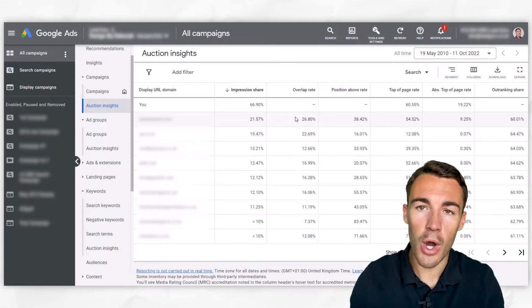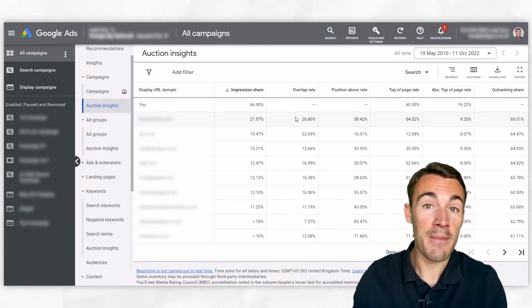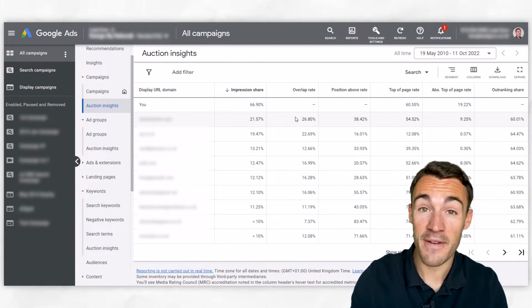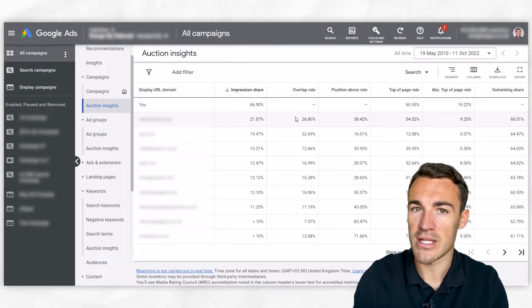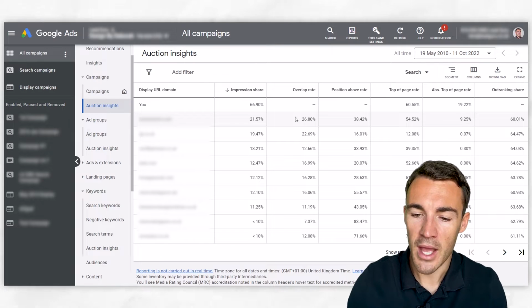If you've got a relatively low overlap rate with a business that looks very, very similar to yours, that might mean that they're bidding on other keywords that you haven't found. They're finding other ways to reach their target audience that you're potentially not doing. So that's worth keeping an eye out for.